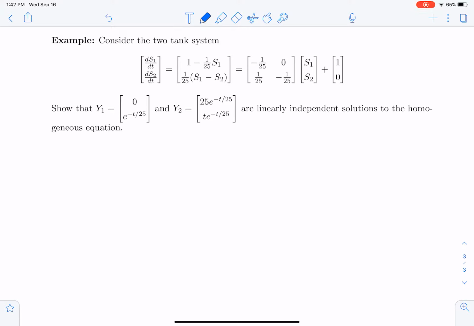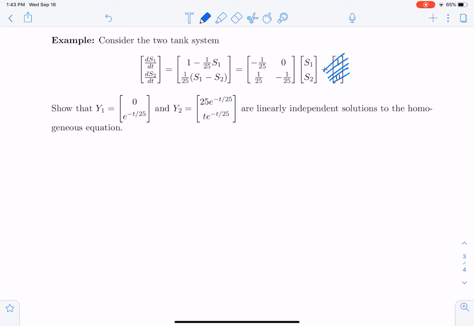And that gave us the system of differential equations, ds1/dt equals 1 minus s1 over 25, and ds2/dt equals s1 over 25 minus s2 over 25. And then we wrote that in a matrix vector form, as you see on the right. Now I'm going to present to you two linearly independent solutions to the homogeneous equation. So these are going to be solutions to the equation where I ignore the vector (1, 0).